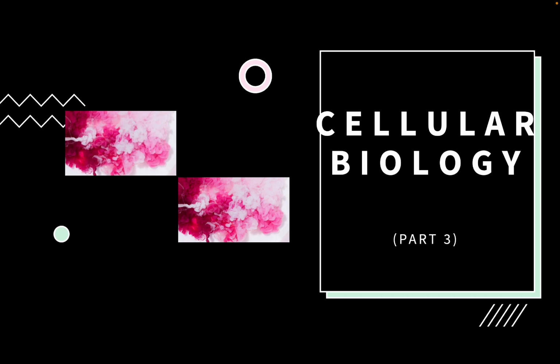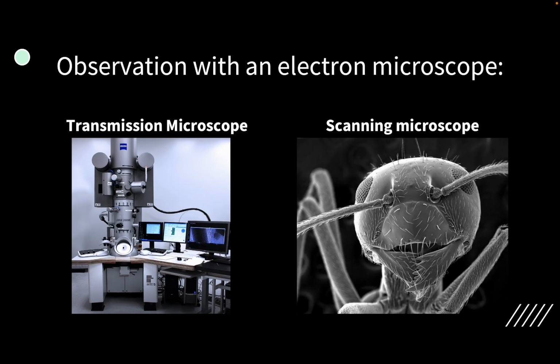So today we are dealing with the third part of the cellular biology series, which is going to be about the electron microscope, its types, and the most commonly used methods to prepare sections so they can be seen on the electron microscope. So let's start. For the electron microscope, we have two types: the transmission electron microscope and the scanning electron microscope.